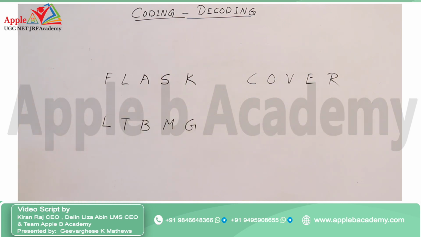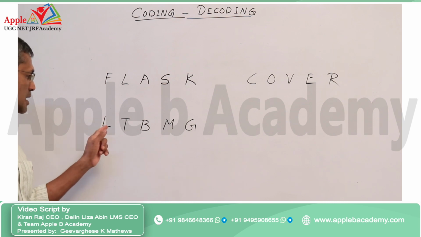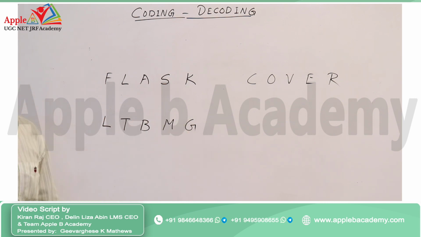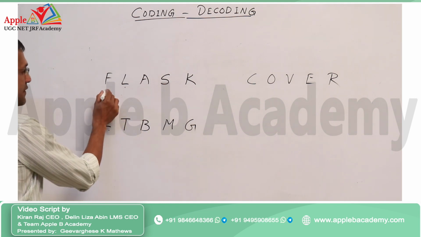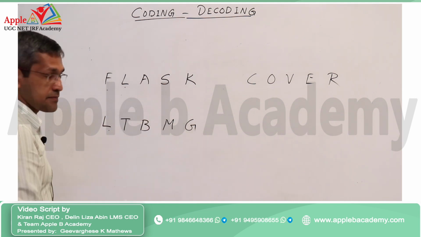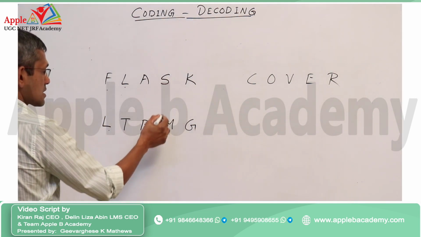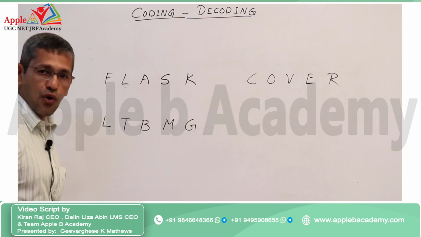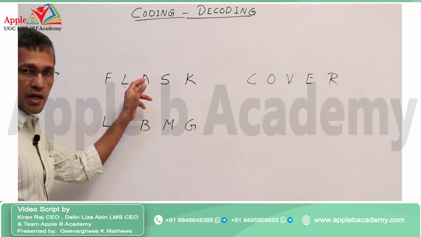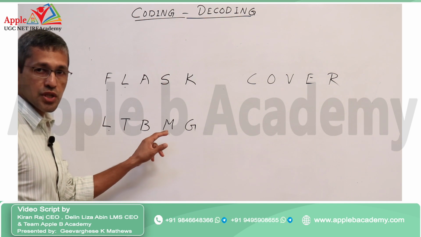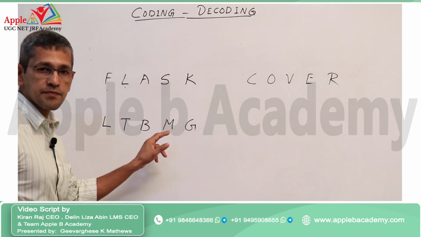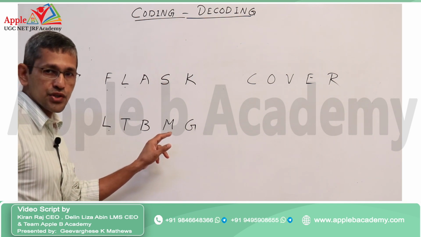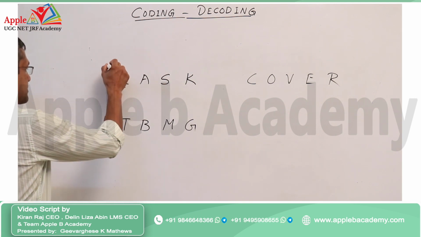Try this. So FLASK, then LTBMG. Again, L is here, F is not here, S is not here, K is not here. So all the letters in the word are not in the code. So it's not a rearrangement.